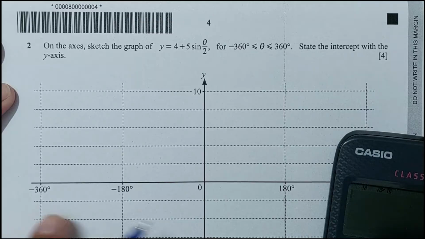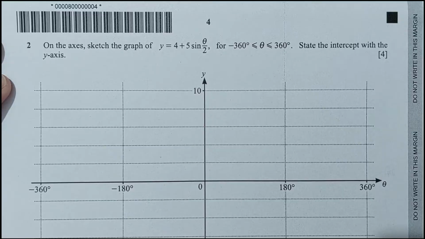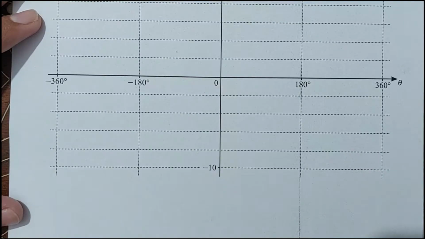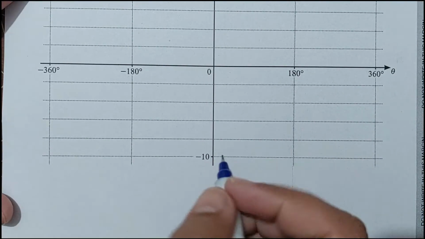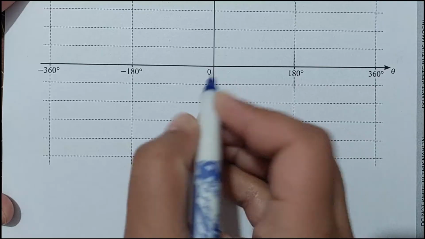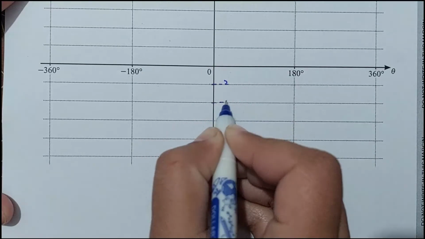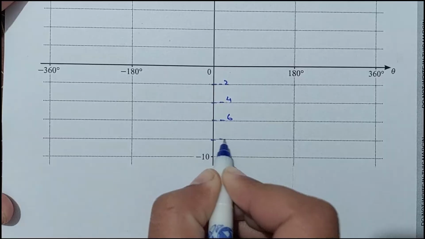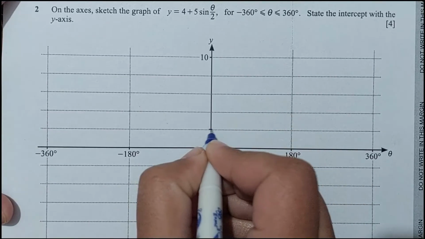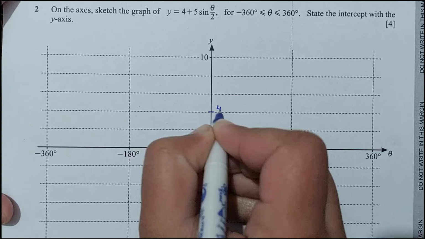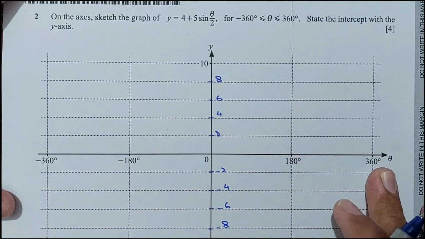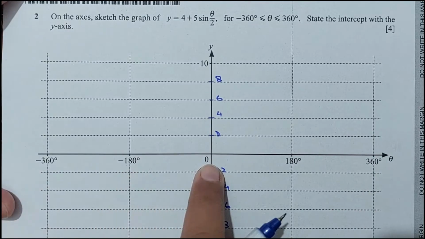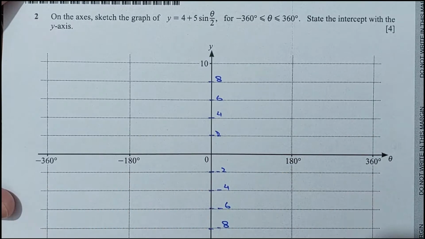Let me check for all these values, what are the solutions, right? So first we have to find the x-intercepts and the y-intercepts. Marking the axis, this would be minus 2, minus 4, minus 6, and minus 8, and then this value is 2, 4, 6, and 8. So let's check all these values when x is minus 360, minus 180, 0, 180, and 360.